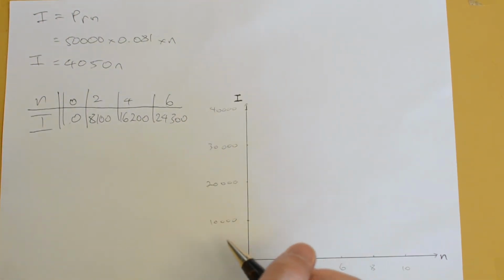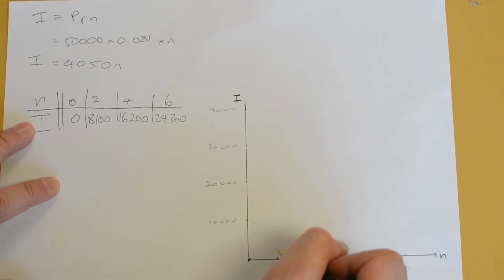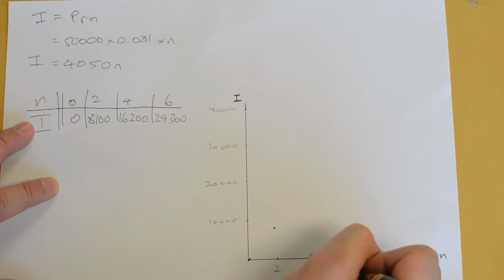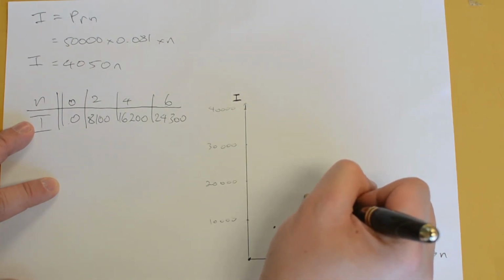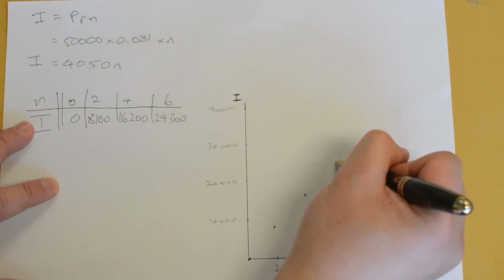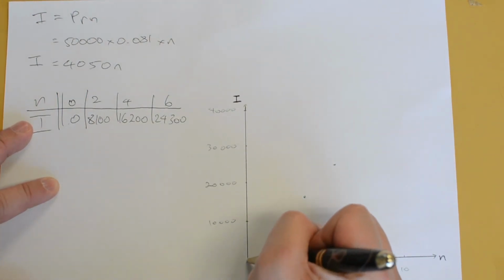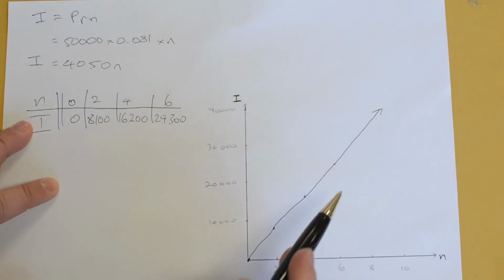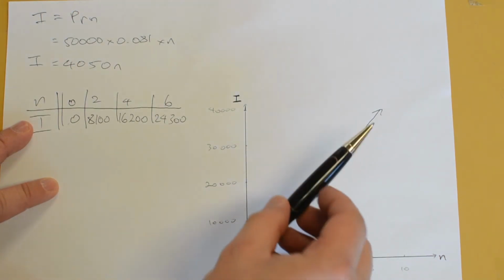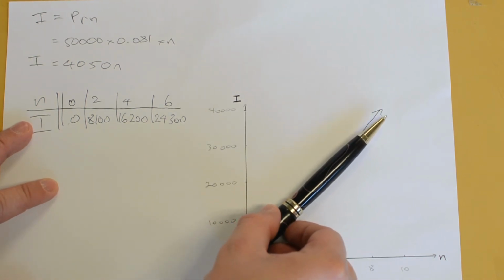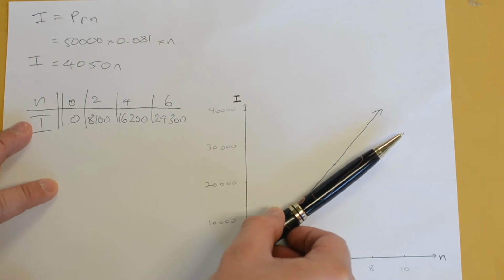However, 2, 8.1, that's even higher than before. At 4, it will be 16,200, and at 6, 24,300. So again, I've got my straight line, and once again, I can see on my page those faint lines where I've drawn the previous graphs, and this one has an even higher gradient. So this one at 8.1%, at 7.5%, and at 7%.